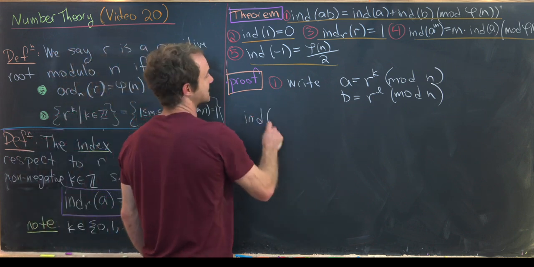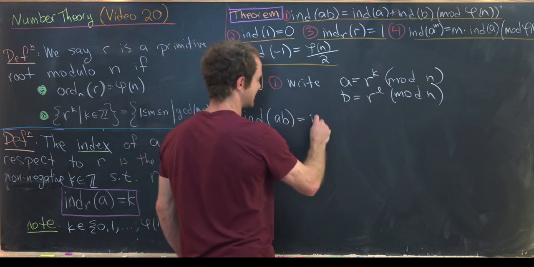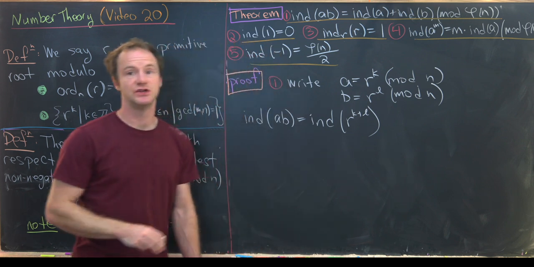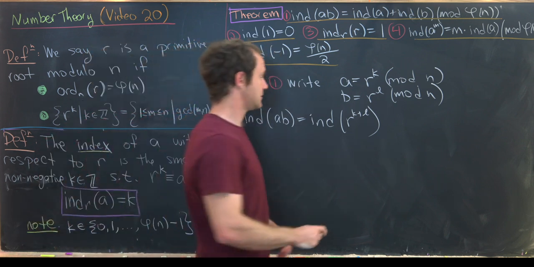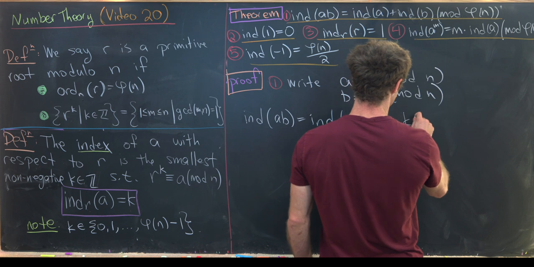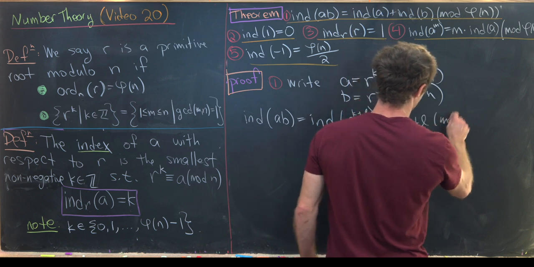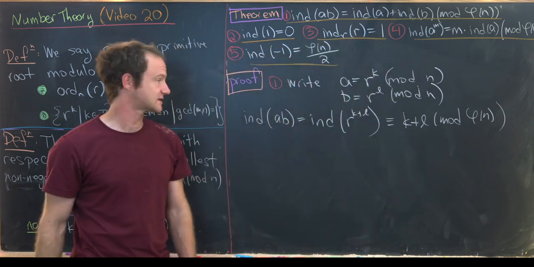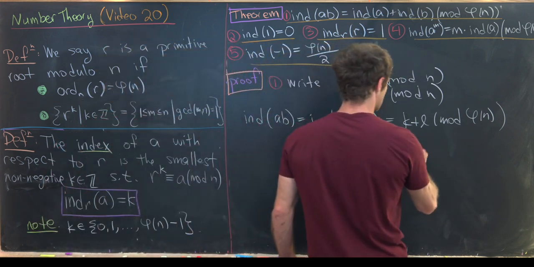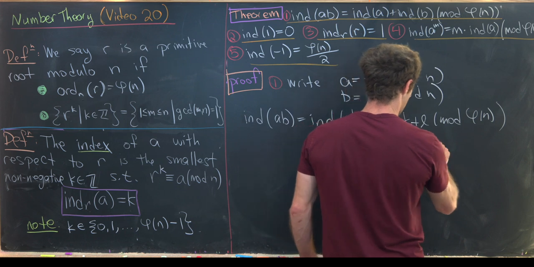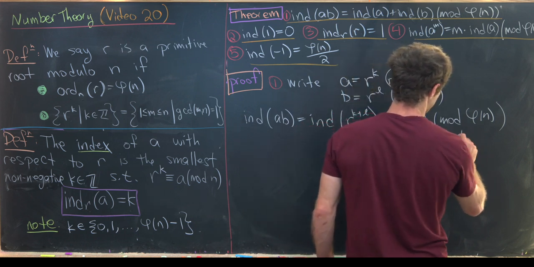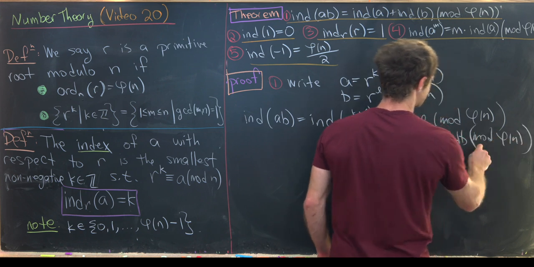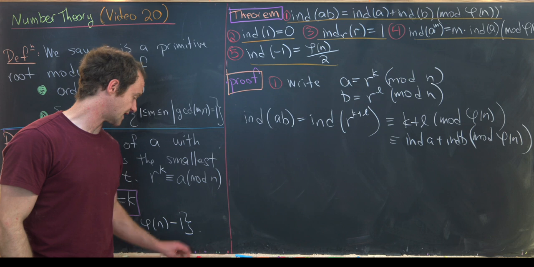We have the index of ab is the same thing as the index of r to the k plus l using exponent rules. But notice that that will be congruent to k plus l mod phi of n, just by the definition of the index. But that's exactly equal to the index of a plus the index of b mod phi of n, which is exactly what we want for this first case.